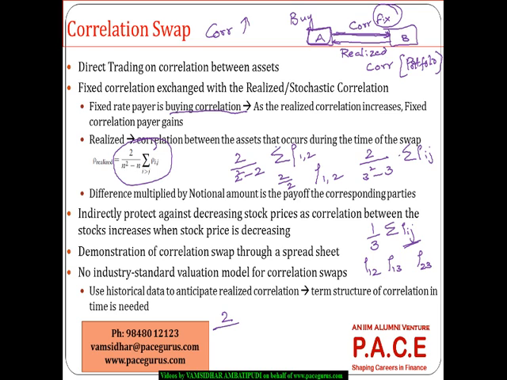Even if you say for 4, it is coming out as 2 divided by 4 squared minus 4, which is 2 divided by 12, which is 1 by 6, because when there are 4 assets, I get the correlation between AB, AC, AD, BC, BD and CD. So for the 6 correlations I am simply doing 1 by 6. So it's a simple average pairwise correlation I am taking, and that is what I am trading with respect to a fixed value. And whatever is the difference, we are simply multiplying it with the notional amount, and that is the typical payoff that is happening with the parties.